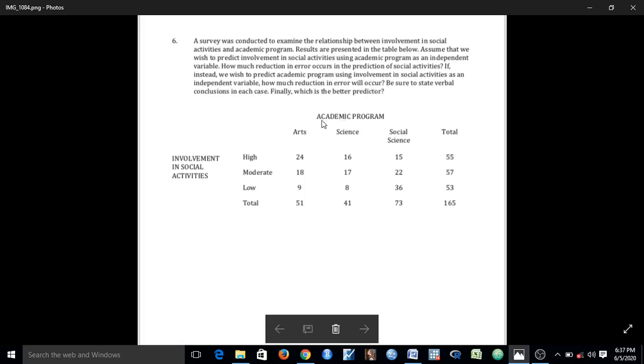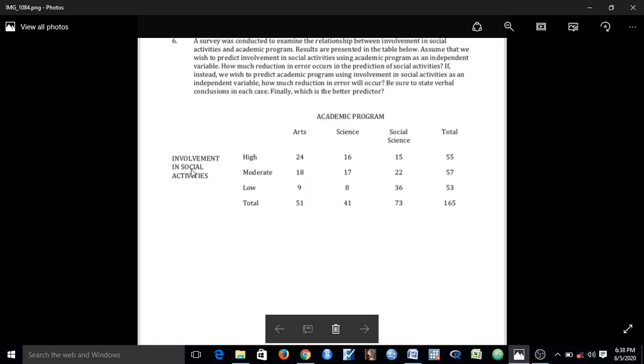What I'm saying in essence is that, for example, if we are looking at a relationship between academic program and involvement in social activities, can we say that involvement in social activities is predicting academic program, or that academic program predicts involvement in social activities? So which of the two is a better predictor of the other? That's what we want to look at.